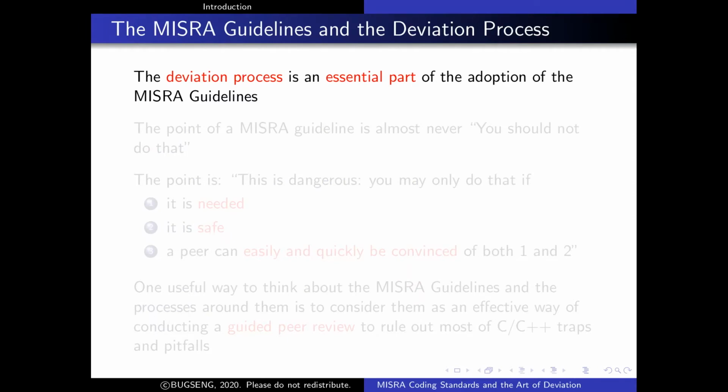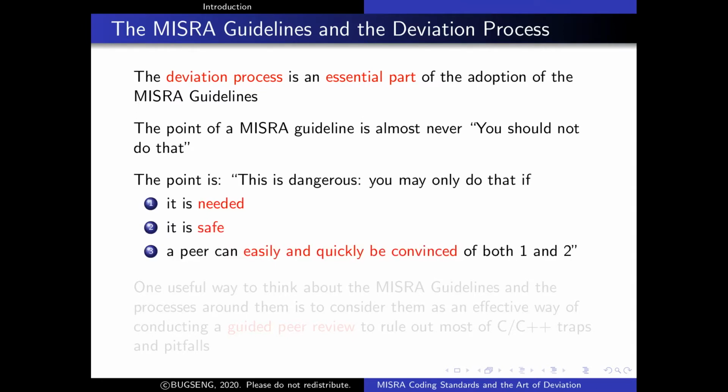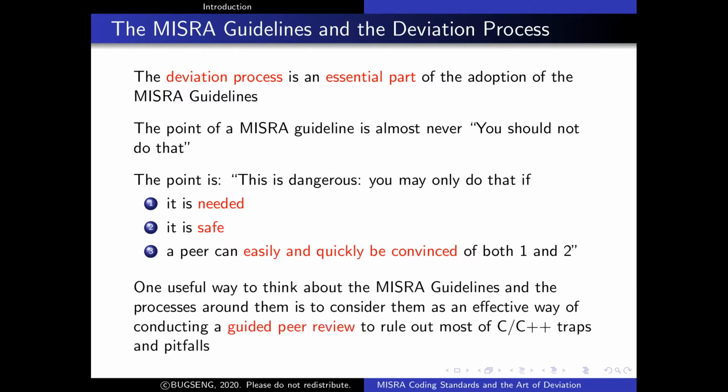So let's start from the introduction. The deviation process is an essential part of the adoption of the MISRA guidelines. And this is because the point of a MISRA guideline is very rarely saying you should not do this. So the point usually is this is a dangerous thing to be done. You may only do it if it is needed, if it is safe, and if you can easily and quickly explain to a peer that it is both needed and safe. One useful way to think about MISRA guidelines and the processes around them is to consider them a very effective way of conducting a guided peer review, guided by the tool, to rule out most of the C and C++ traps and pitfalls.